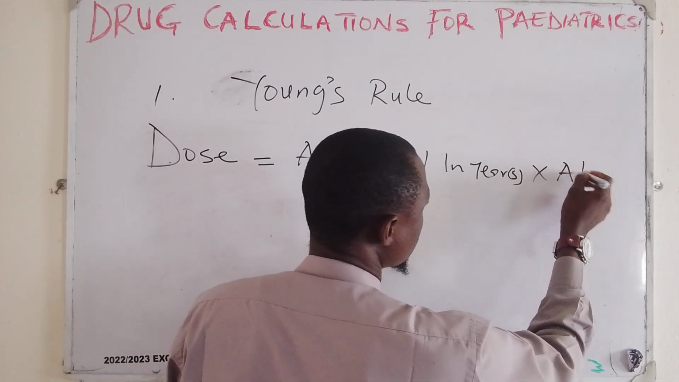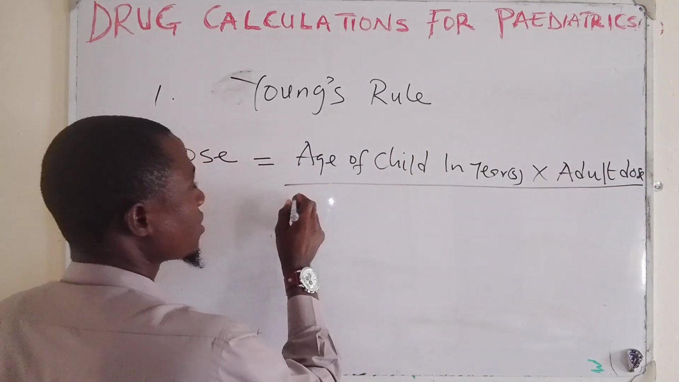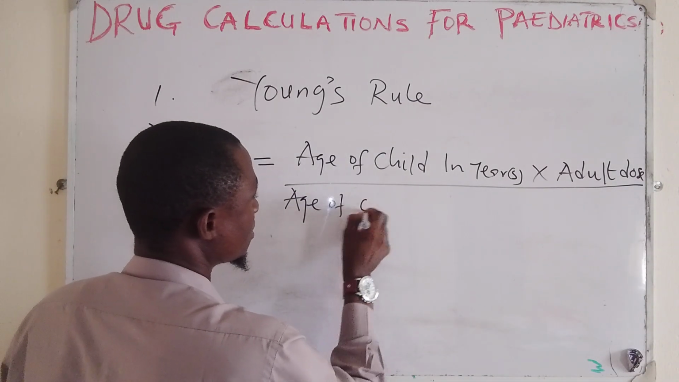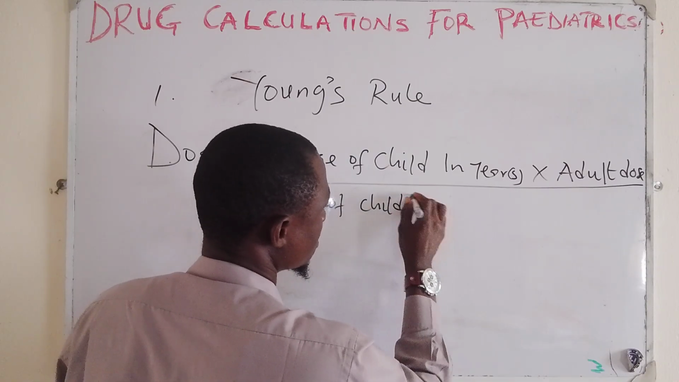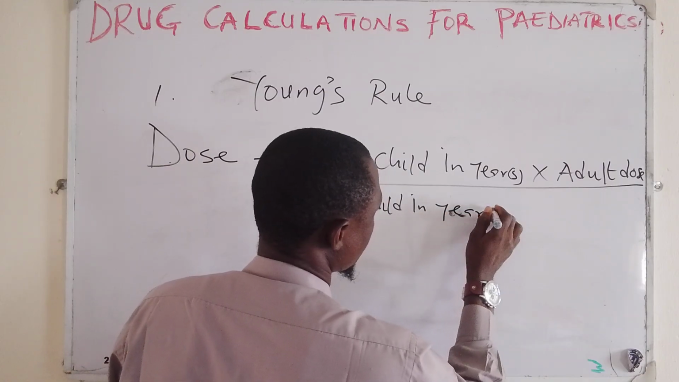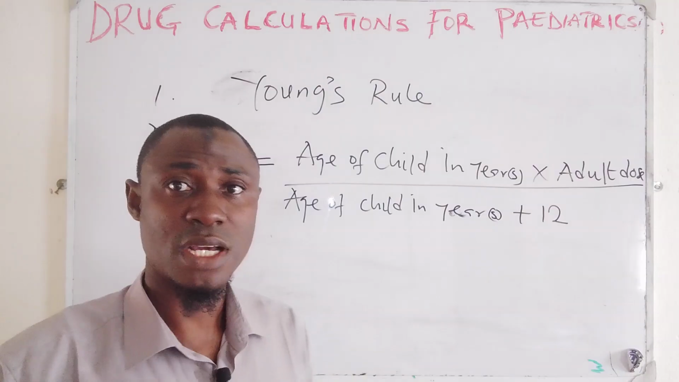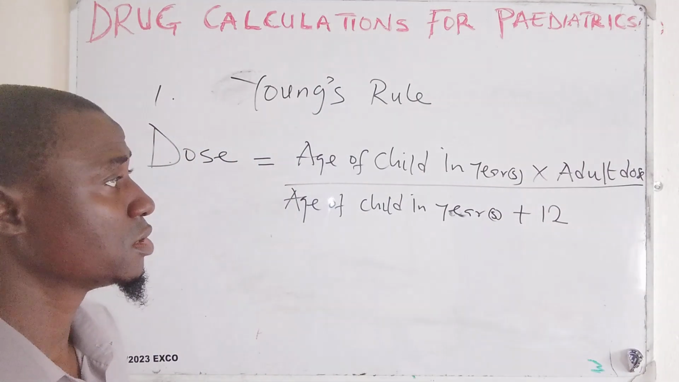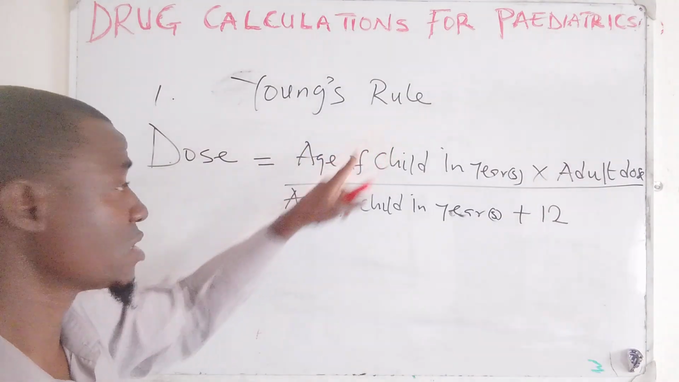Multiply by the adult dose over the age of the child, still the age of the child in years or year, plus 12. So this is the formula you can use to calculate the dose of a drug for a child using the Young's rule. So this is the Young's rule.